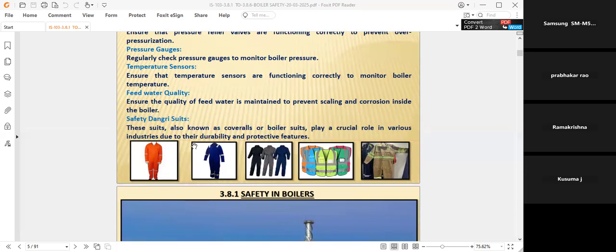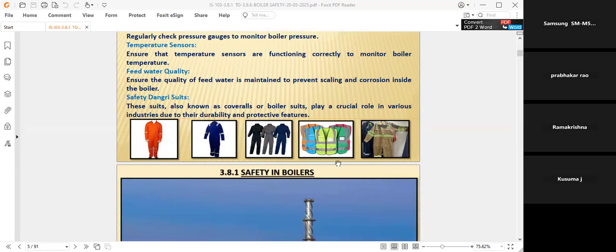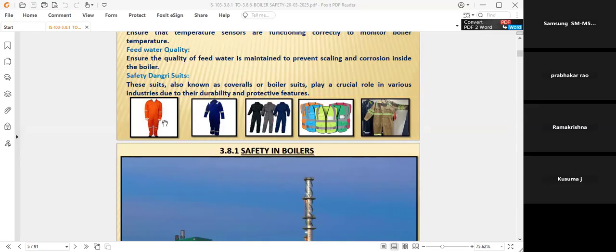Safety: if people know, these suits are also known as coveralls. Coveralls, we can say boiler suits, play a crucial role in various industries due to their durability and protective features. These are the various boiler suits and safety equipment people use, and in a cotton suit they go inside the boiler and check the tube condition as well. These are some of the things in boiler safety.